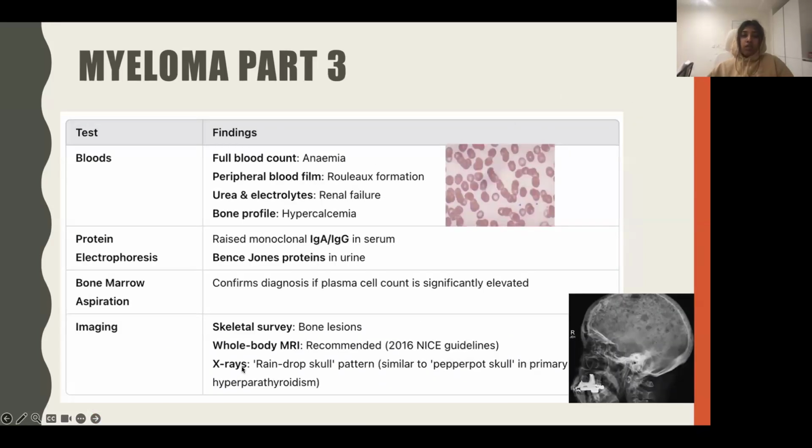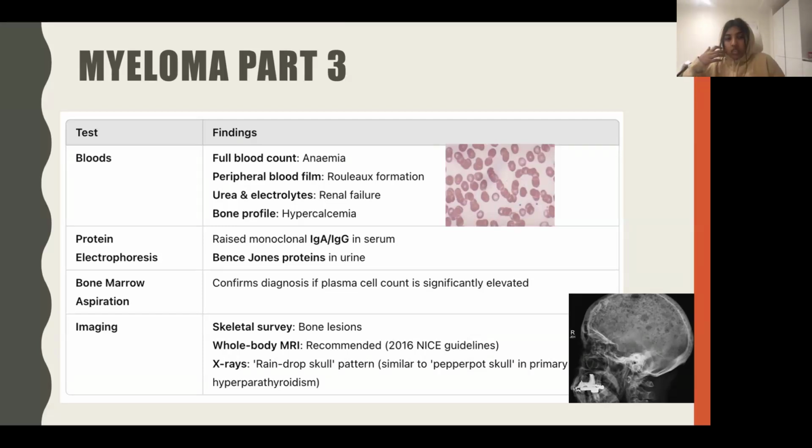Okay, and finally, the way you test it. You want to do some blood tests, a full blood count to look for anemia. Peripheral blood film will show rouleaux formation. So if you see someone with all the CRAB symptoms as well as rouleaux formation, it is myeloma. Rouleaux formation is also seen in Waldenstrom lymphoma, because myeloma and Waldenstrom both have paraproteins as their problem. So you get these sticky red blood cells and rouleaux formation. Also do U&Es for renal failure and a bone profile to look for how your bones are doing.